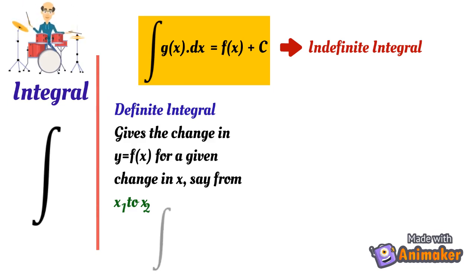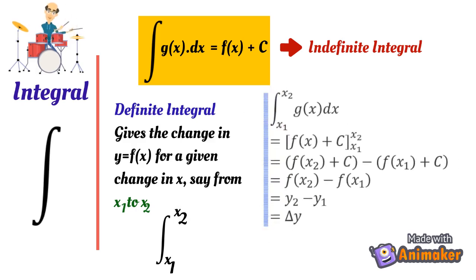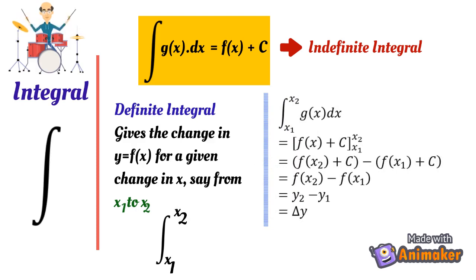At the bottom of the integral operator now, we show the earlier value of x, say x1, and at the top we show the later value of x, say x2. So our definite integral reads as follows. Integral of g of x dx with limits x1 to x2 is equal to the difference between the values of f of x plus c when x is equal to x2 and when x is equal to x1. C cancels out in the process, so it doesn't matter what the value of c is in the first place.